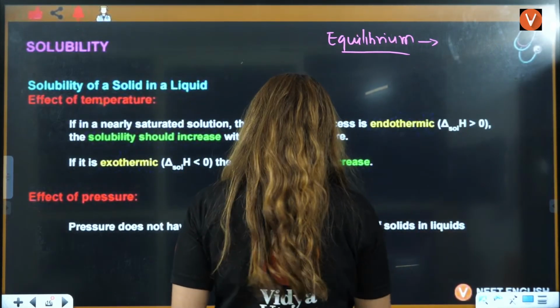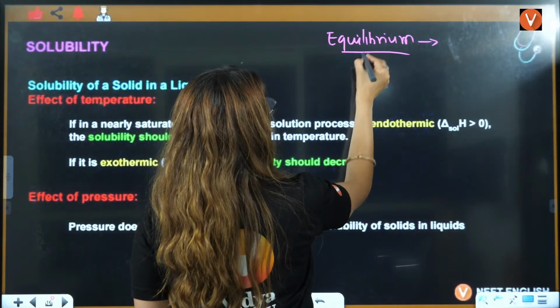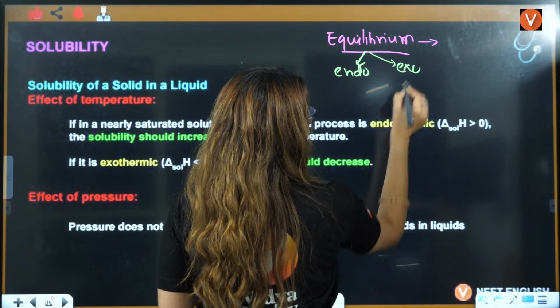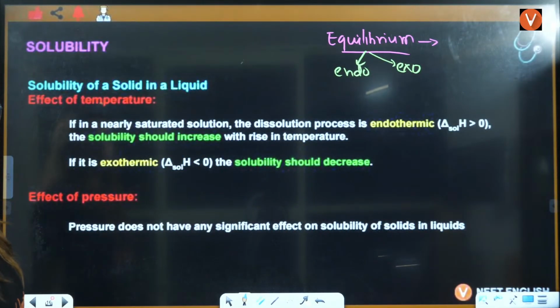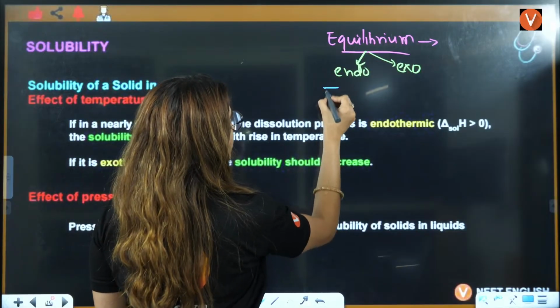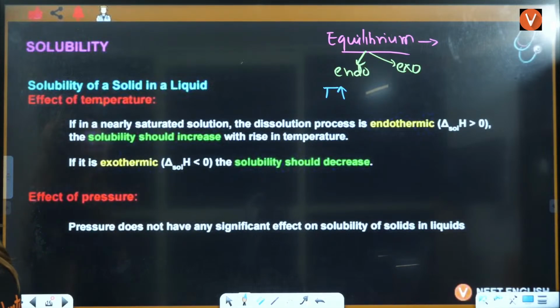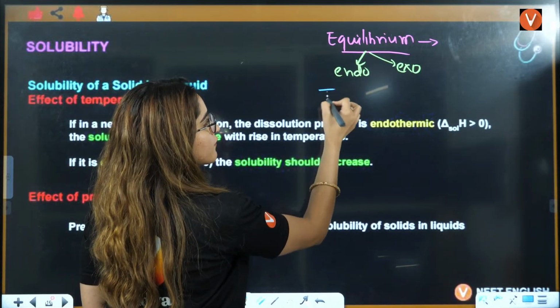Now, in equilibrium we studied an equation, if you talk about endothermic and exothermic reactions, right? If you talk about an endothermic process, when you increase the temperature, is Kc going to increase or decrease?